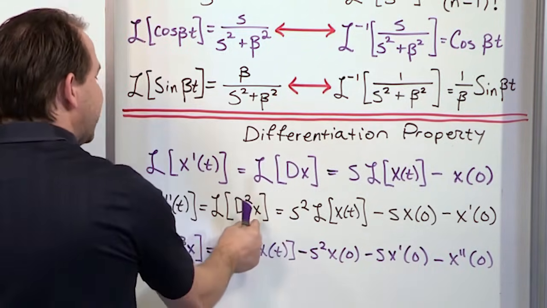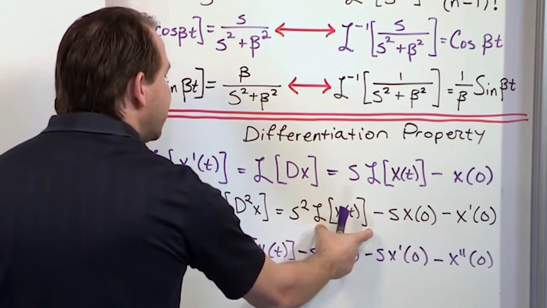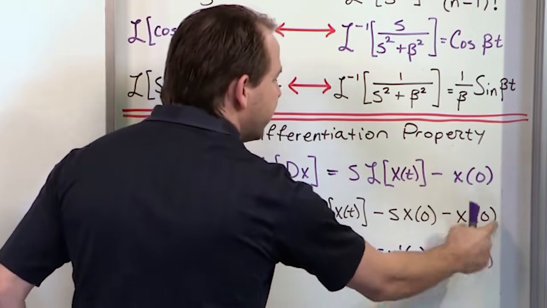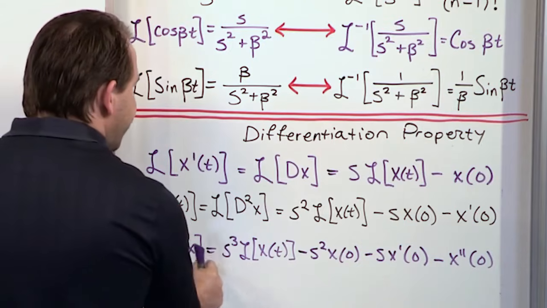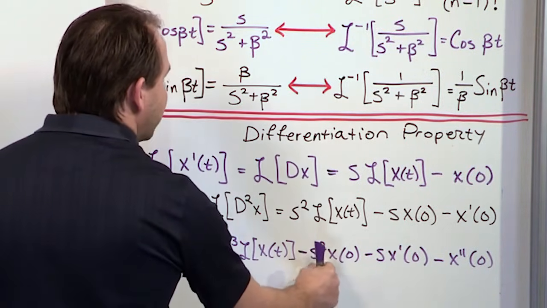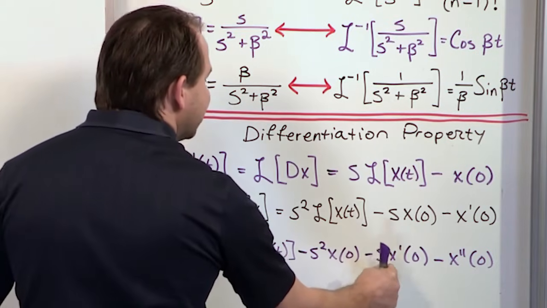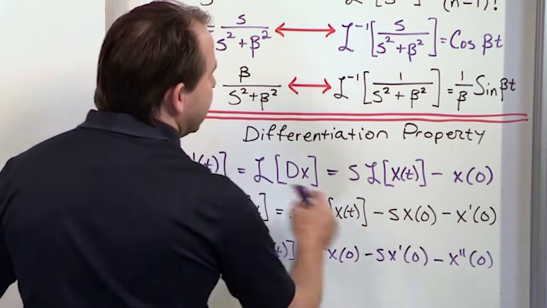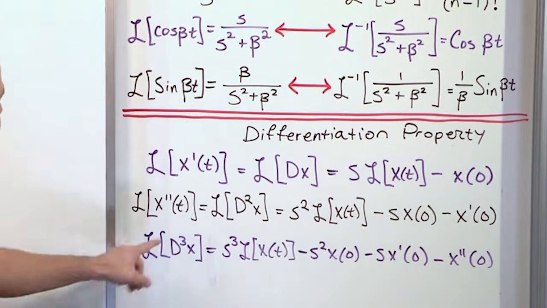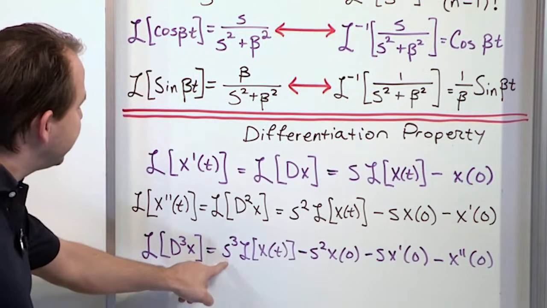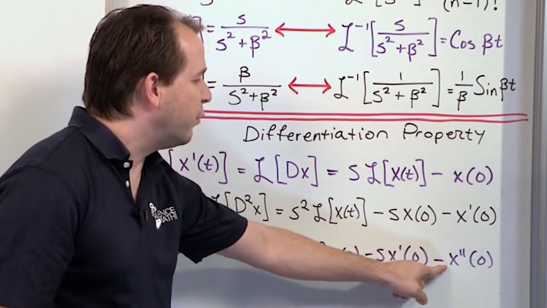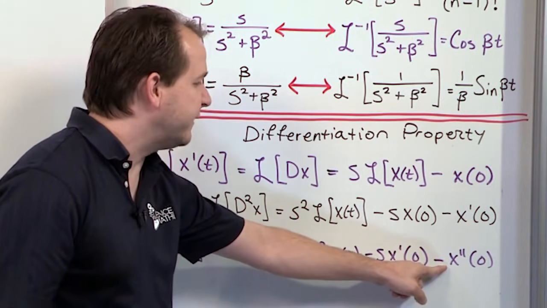If it's a second derivative, it's s squared times the Laplace transform minus s times the initial condition minus the first derivative initial condition. If it's a third derivative, it's s cubed times the Laplace transform minus s squared times the initial condition minus s times the first derivative minus the second derivative. So you can see what's happening. As you go up in derivatives, you have an s cubed, s squared, s, and this is just s to the 0, which is 1, which means it disappears.